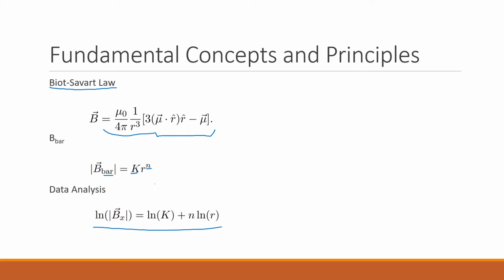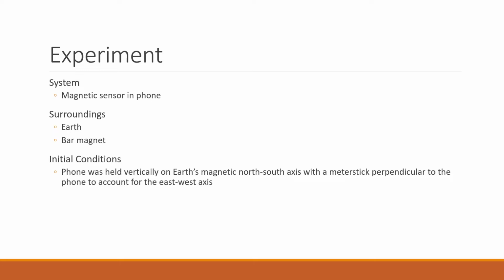For the experiment, our system was the magnetic sensor in the phone. Our surroundings were the Earth and the bar magnet. Initially, the phone was held vertically on the magnetic north and south axis, with a meter stick perpendicular to the phone to account for the east-west axis. So it kind of looked like this.